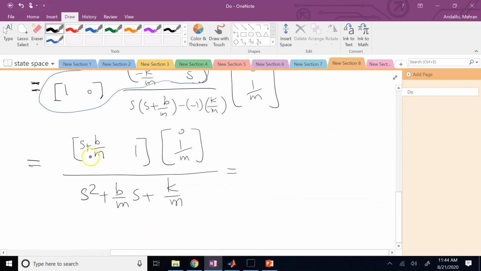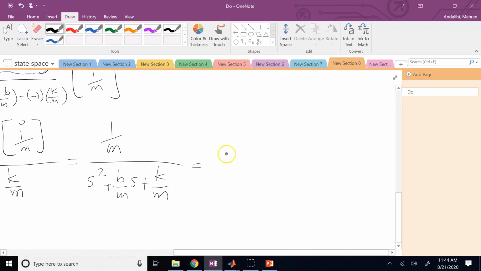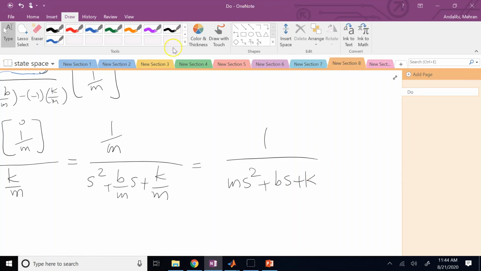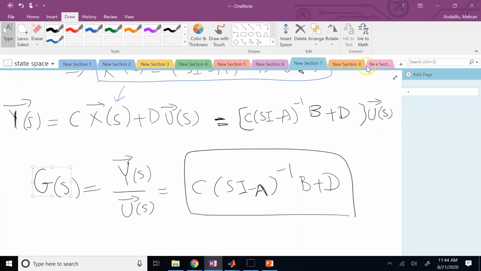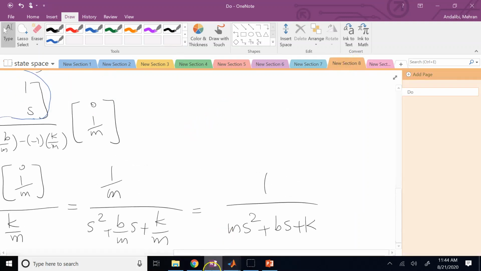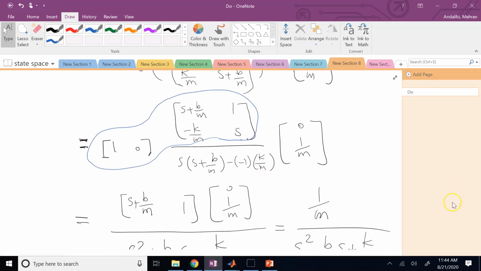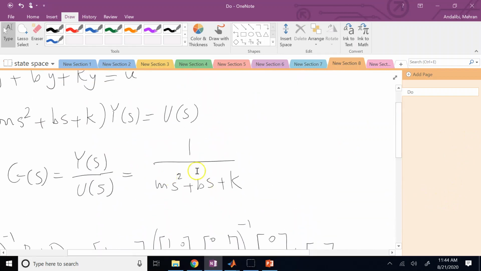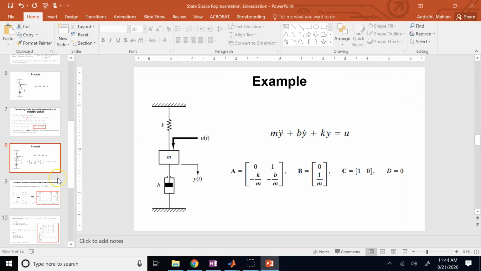Okay, and now if you multiply a row by a column, that will be multiplied by the 0. This will stay, so it's going to be 1 over M divided by this. And if you simplify the 1 over M's, you will get exactly what you have. Okay, so there should be no difference. You should exactly get the same thing that you did by applying Laplace to your differential equation. This formula should give you a unique solution, and they should be the same. Okay, so we applied that.